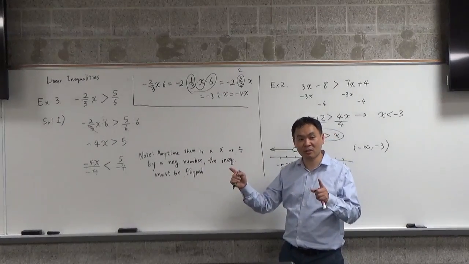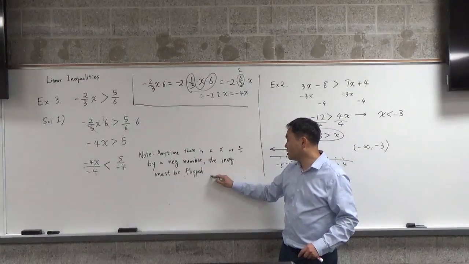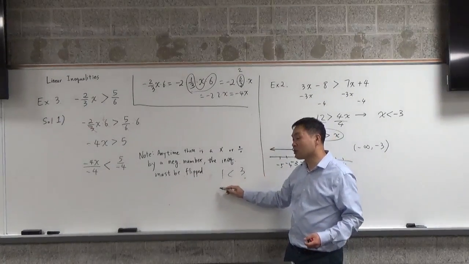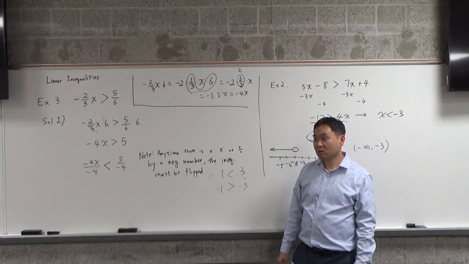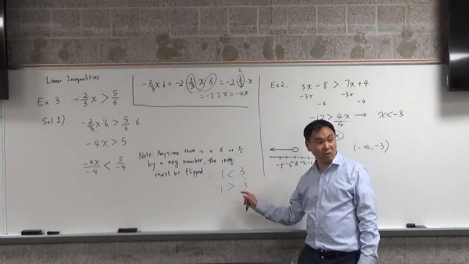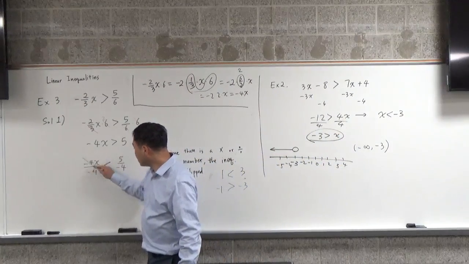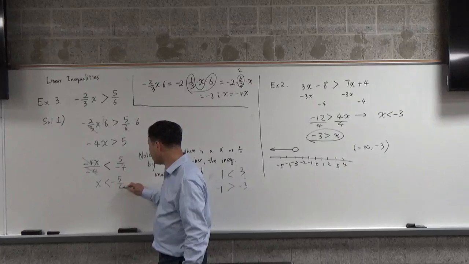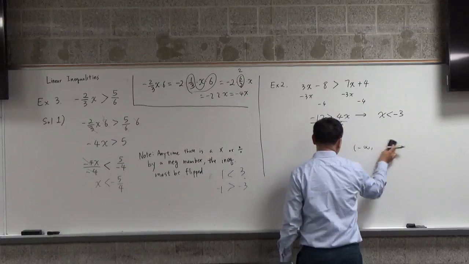If A is greater than B, then negative A will be less than negative B. If 1 is less than 3, which is true, what's the relationship between negative 1 and negative 3? Negative 1 is greater. So whenever you have an inequality, multiplying by a negative flips the inequality. That's why you need that. And then finally, you cancel the negative 4's, which gives you x less than negative 5 over 4. That's one solution.